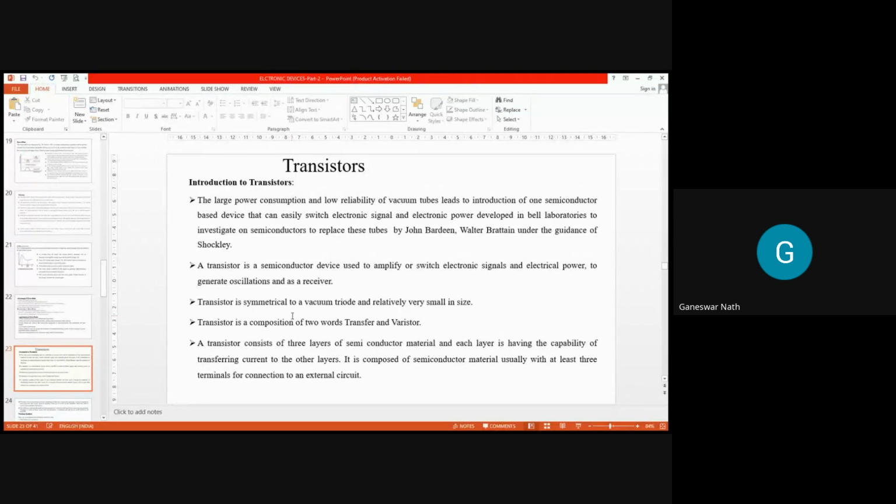So in the starting, let me give some introductory idea about the transistor. So all of you know why you should go for the transistor, not the diode nowadays. The large power consumption and the low reliability of vacuum tubes led to interest in semiconductor based devices, which operate on the basis of transistor action.